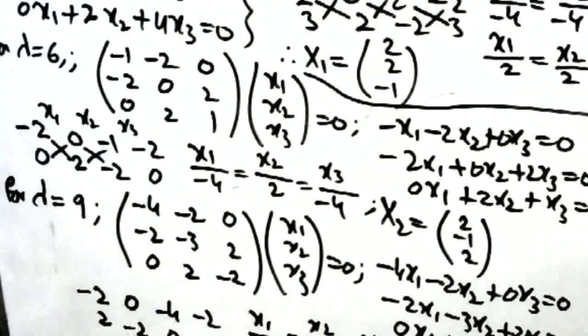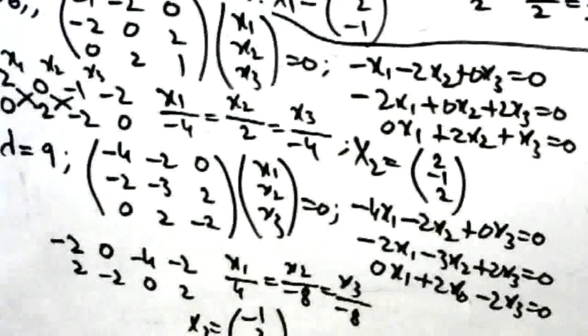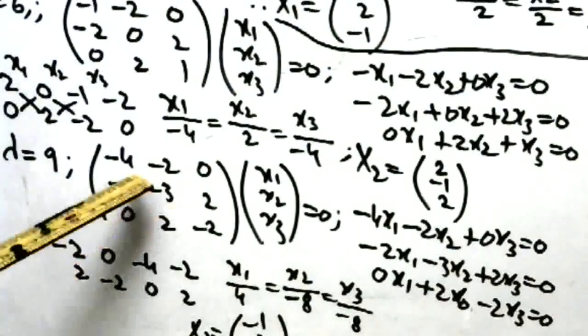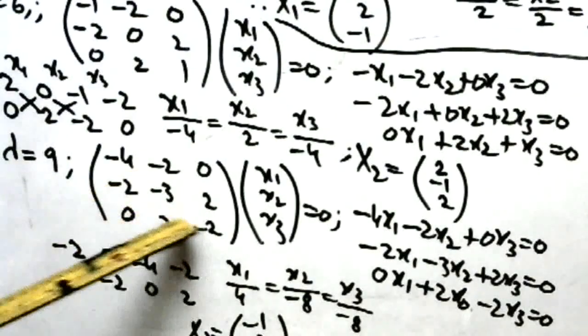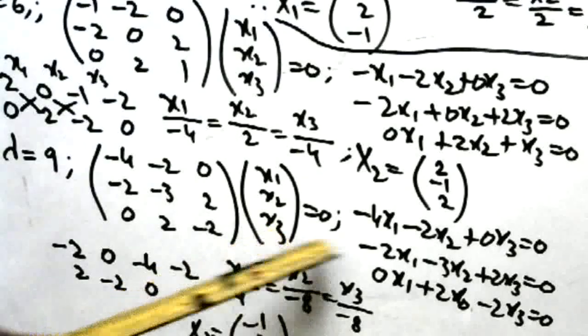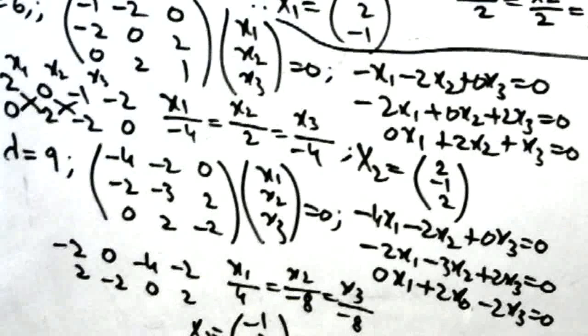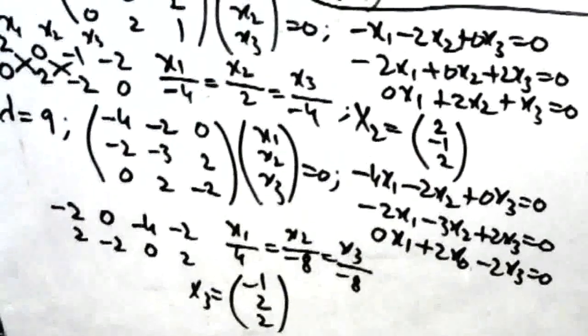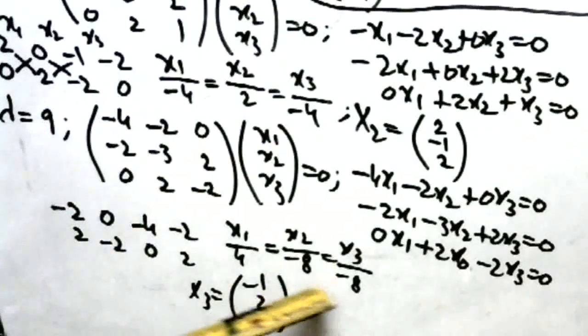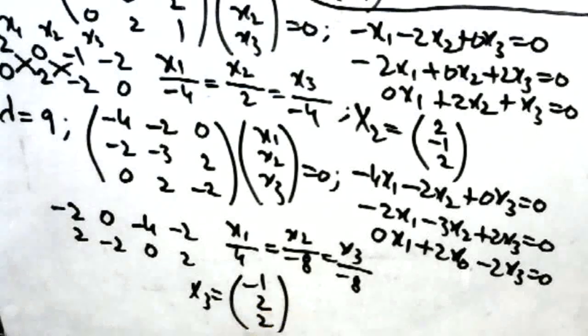The last step is for lambda equals 9. If you again put the lambda value, you will get this matrix into x1, x2, x3. Now, these are the three equations. If you solve these equations, you will get the third vector minus 1, 2, 2. Here you are getting minus, so multiply with minus, you will get the plus. In short, I explained it to you.